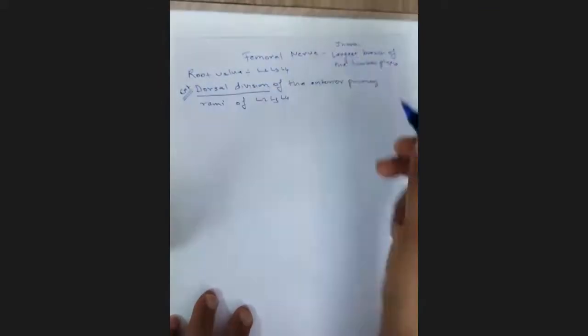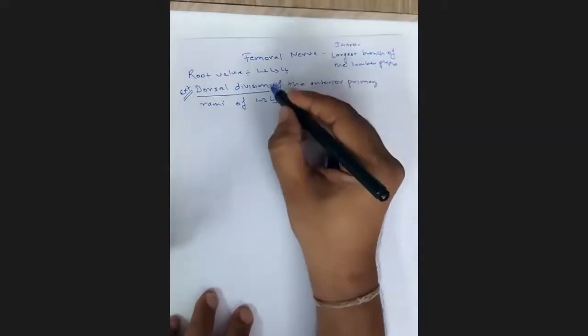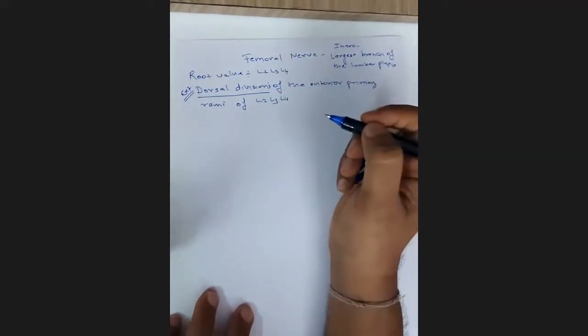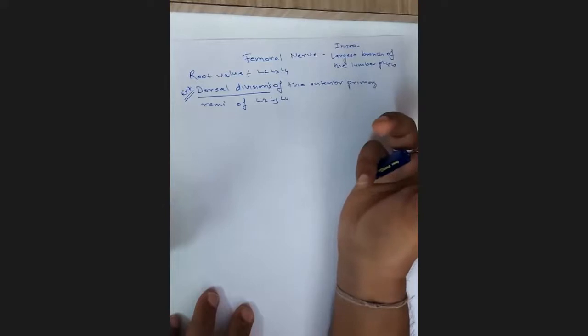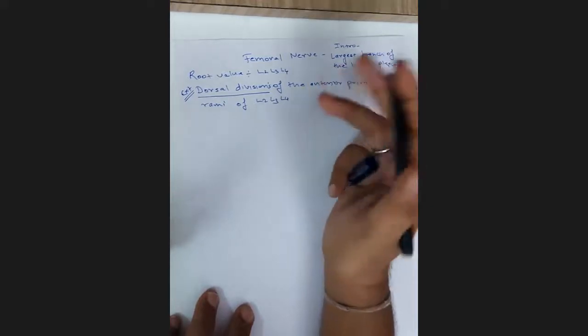Here you have to understand one thing, that dorsal divisions always supply the extensor muscles, and femoral nerve supplies quadriceps femoris, which are the extensors. So its dorsal divisions will always supply the extensors and maybe the abductors, and ventral divisions will supply the flexors and the adductors.